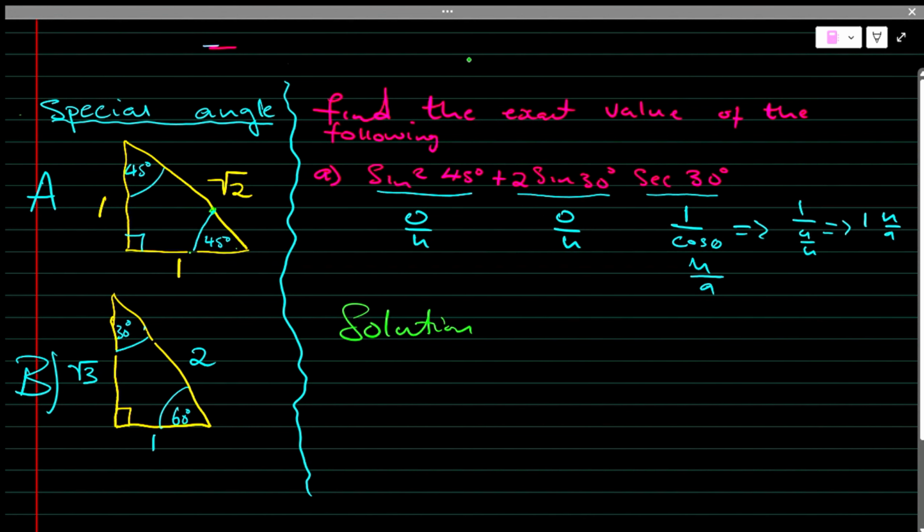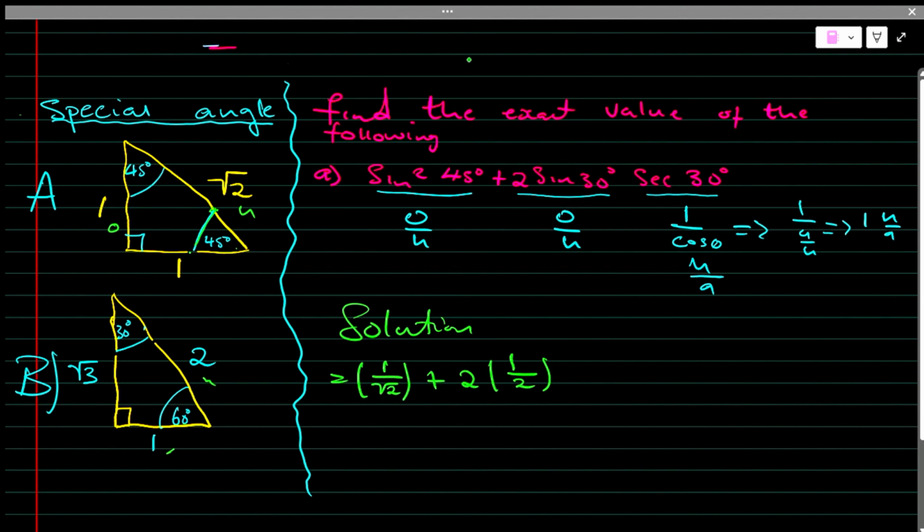If we consider this one, we know that the sine of 45 is going to be the opposite over the hypotenuse. So it means we are going to have 1 divided by the hypotenuse, which is square root of 2. Plus 2, then we look at sine 30. Sine 30 is on angle B, so we see that the opposite of angle 30 is 1, and the hypotenuse is 2.